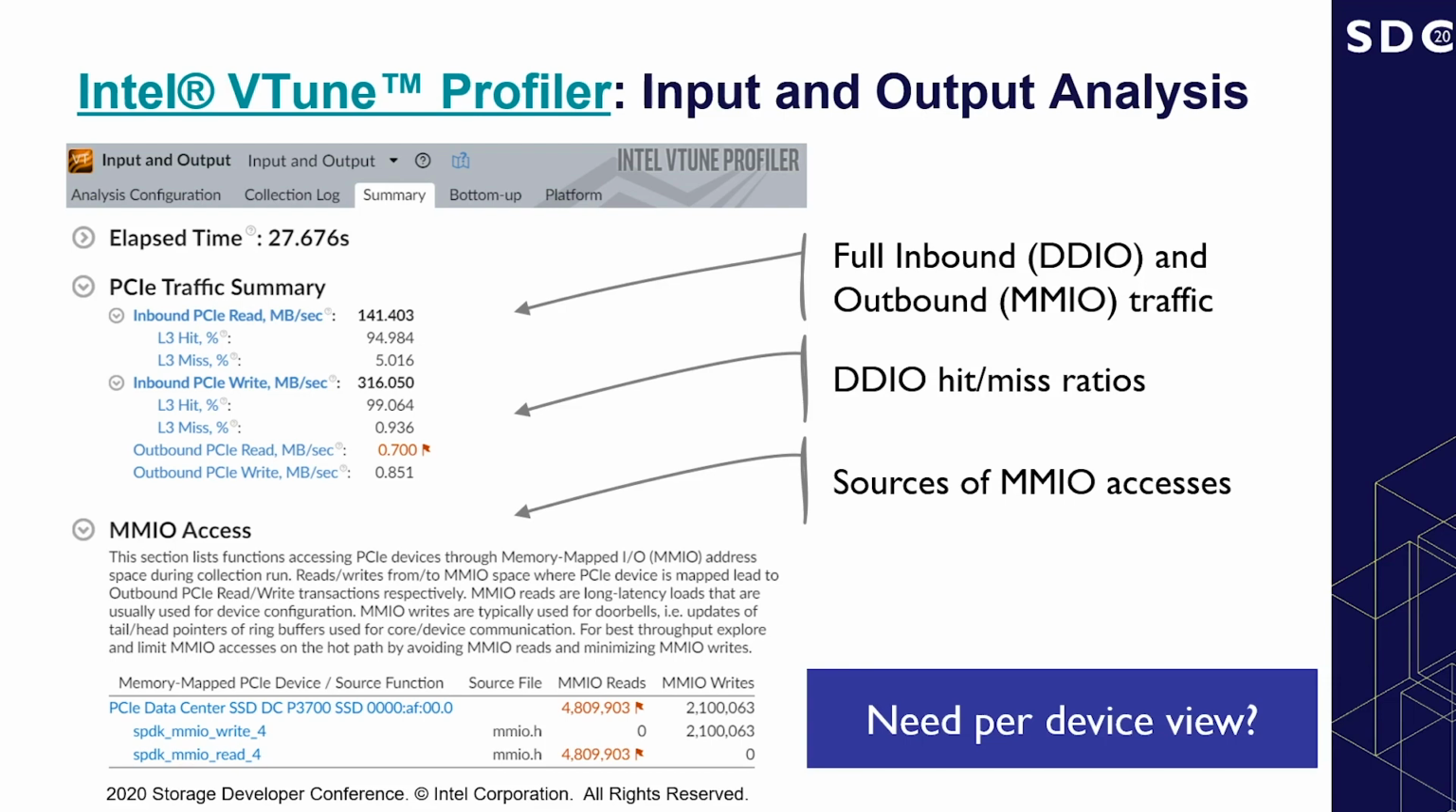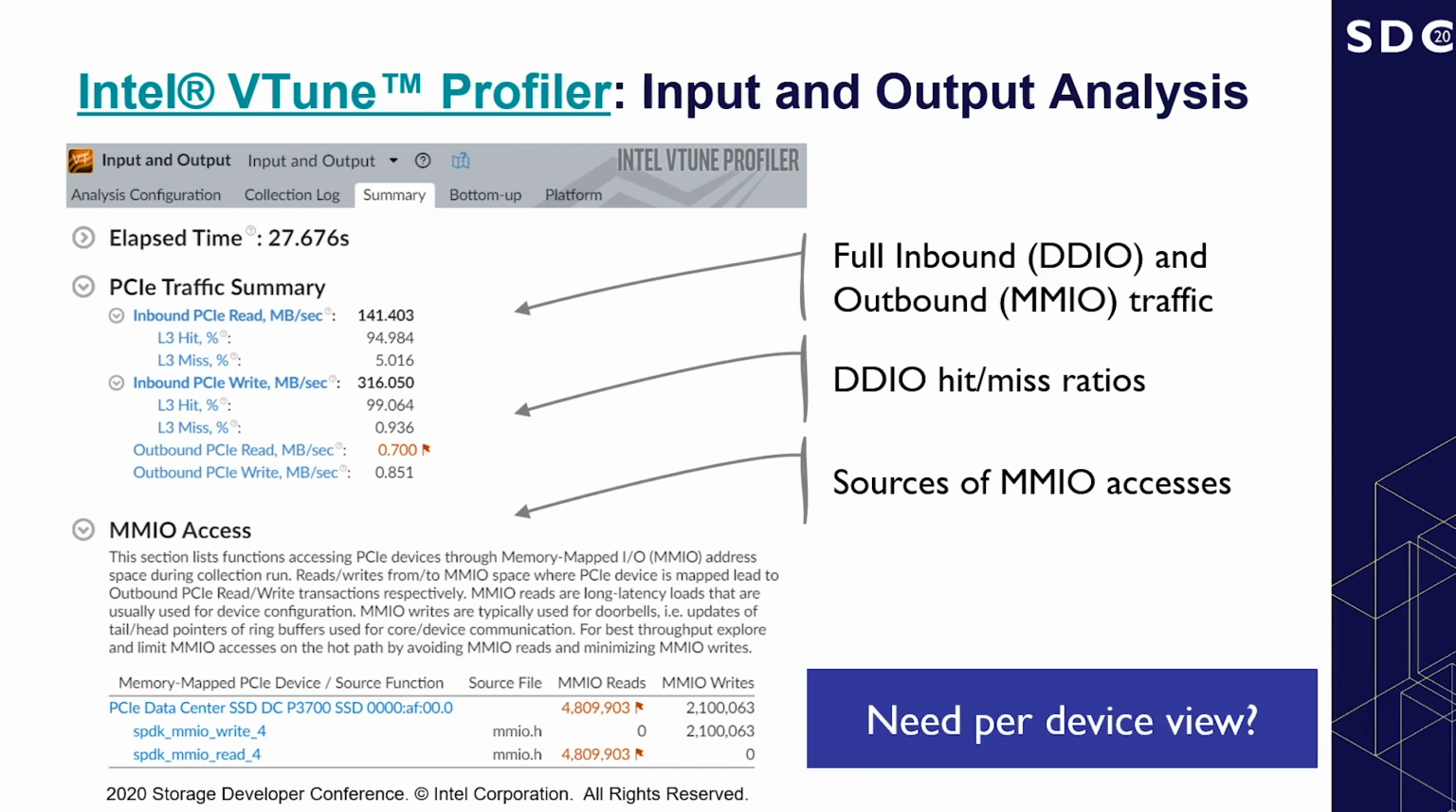As the second level details, for inbound PCIe traffic, or roughly speaking for DDIO traffic, vTune shows the ratios of requests that hit or miss the L3 cache. These metrics are sometimes roughly called DDIO hit and DDIO miss ratios. For outbound traffic, vTune detects the sources of MMIO accesses and binds the functions that issue MMIO reads and MMIO writes with specific PCIe devices targeted by these transactions.